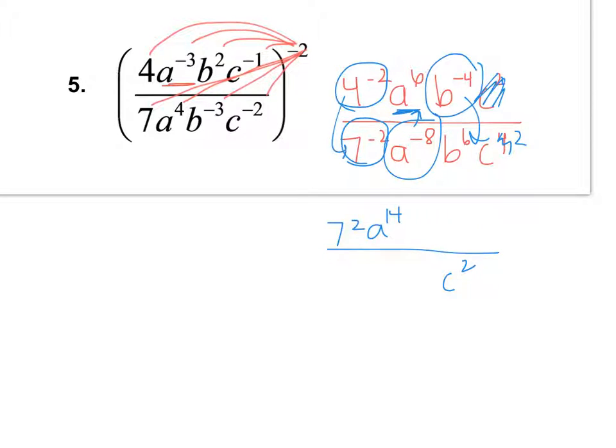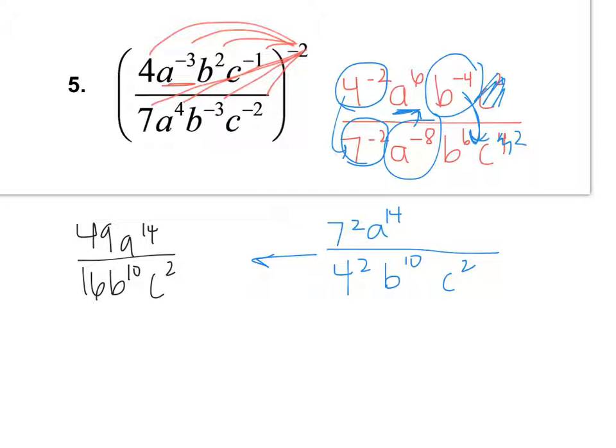But I had to bring down the 4 to the negative second, so that becomes positive 4 to the second in the denominator. Then I brought down 4 more b's, adding to the b to the sixth, so b to the 10th. And now I'm going to simplify right over here. So 7 squared is 49, a to the 14th, all over 4 squared is 16, b to the 10th, and c squared would now be my final answer. And I would look to try and simplify 49 over 16, but nothing goes evenly into 49 and 16, so this would be my final answer.